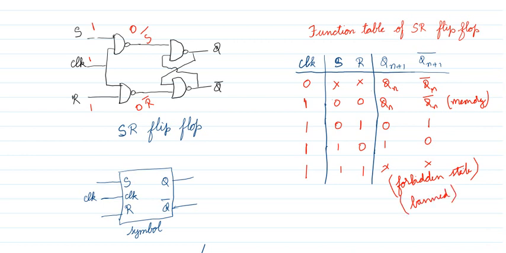Now this is the functional table of the SR flip-flop. I can quickly and easily understand that. You can see that when the clock is 0, when the clock is not there, nothing is going to change. I can rub the previous things.